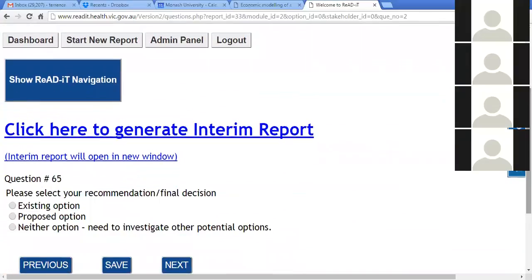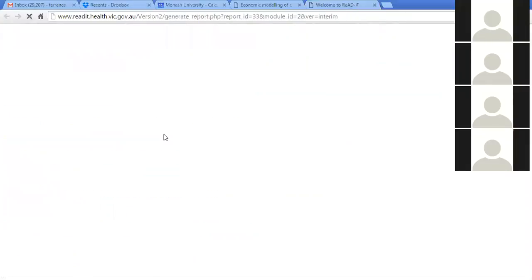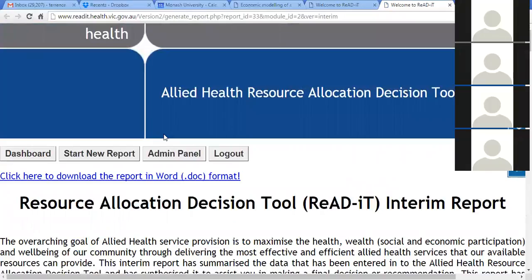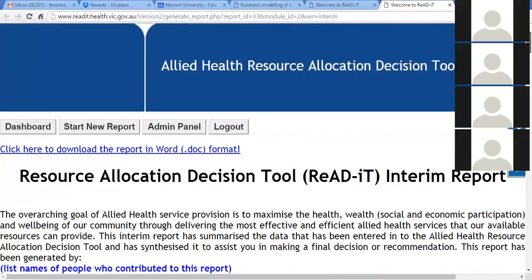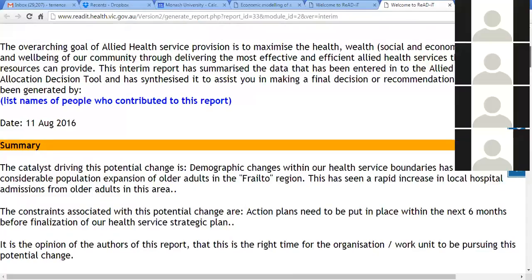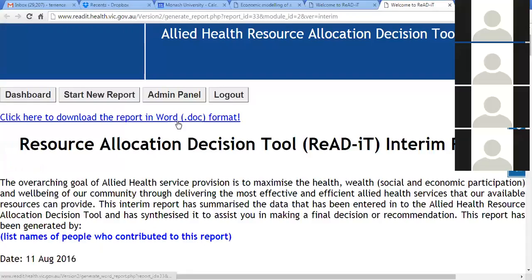Here you see a button at the top that says click here to generate the interim report. I'm going to click that link, and a new report will open in my window. Now, the first thing to notice is that the report is here in the window, but I can also click on this link here to download the report in a Microsoft Word format.